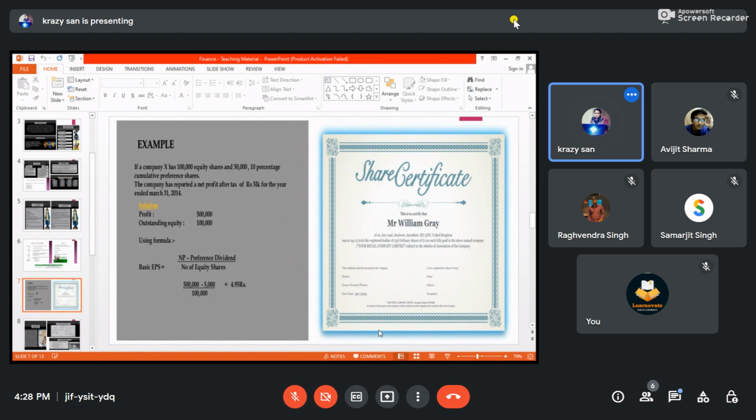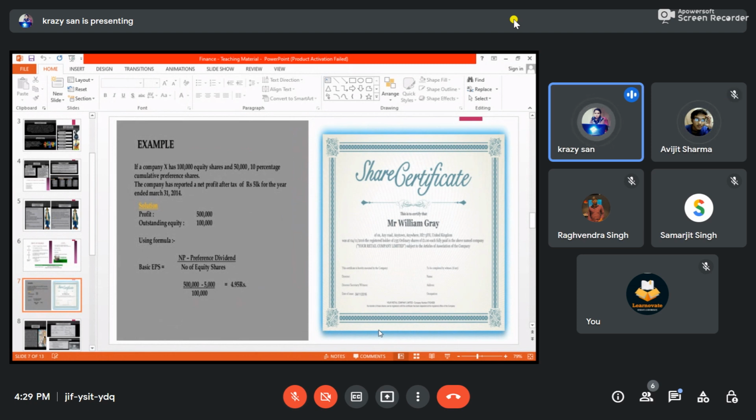So the net profit is 5 lakhs, minus the preference dividend, which is 10% of 50,000. That comes out to be 5,000. When you divide this by the total number of equity shares, which is 1 lakh, it comes out to be 4.95 rupees per share. That is the basic earning on a share that you are getting. Clear?